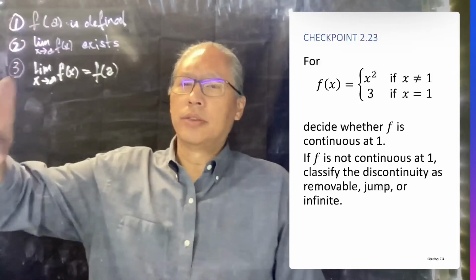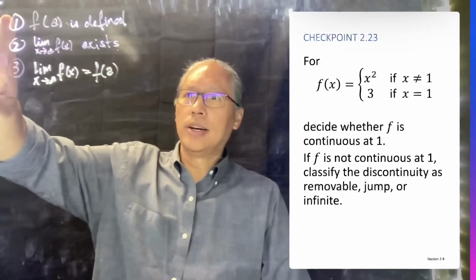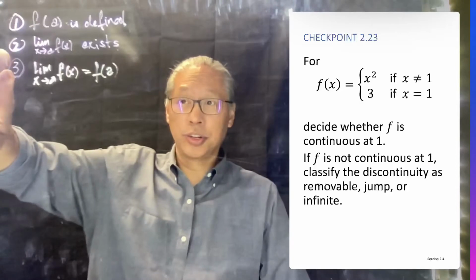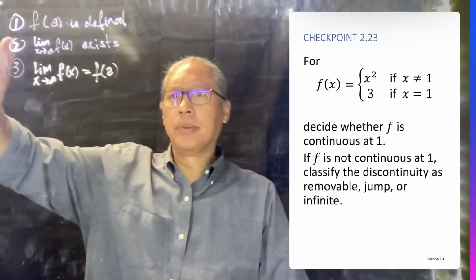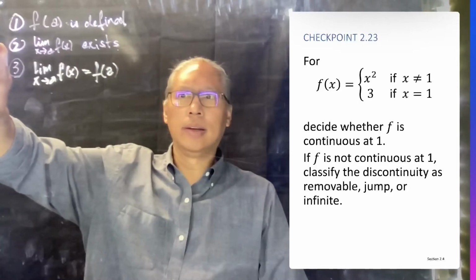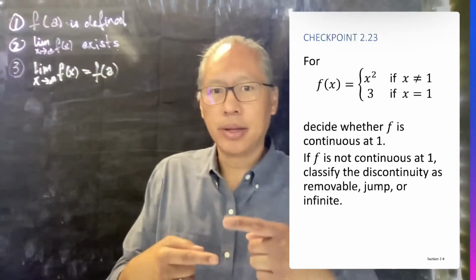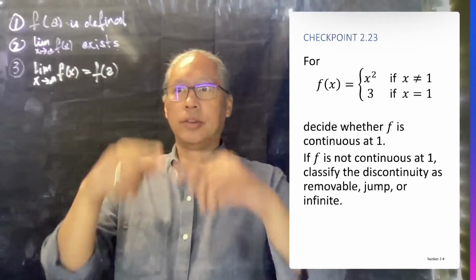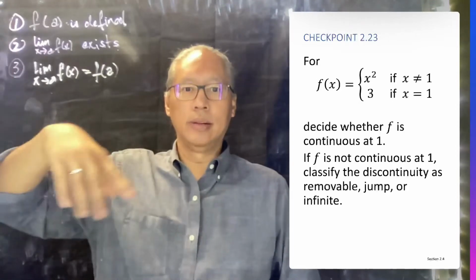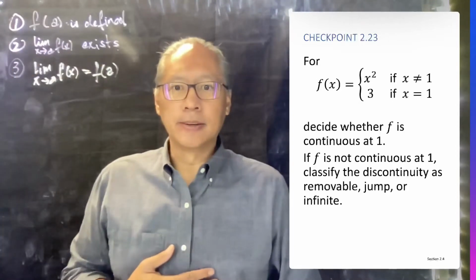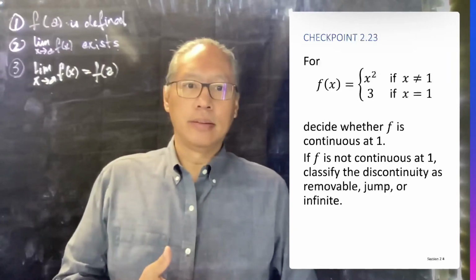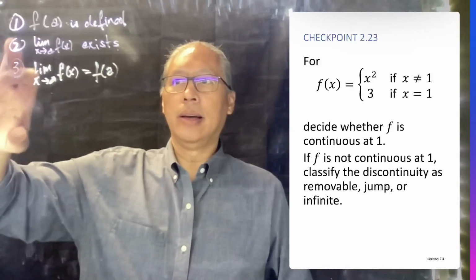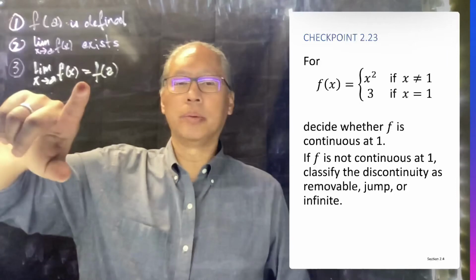So here are our criteria for continuity. If it's defined, and if the limit exists, and the limit is equal to the function. Now, if we have an issue with the limit, then depending on whether it's a one-sided limit not meeting up together, that would be a jump discontinuity. If it goes off to infinity with the limits, then it's an infinite discontinuity.